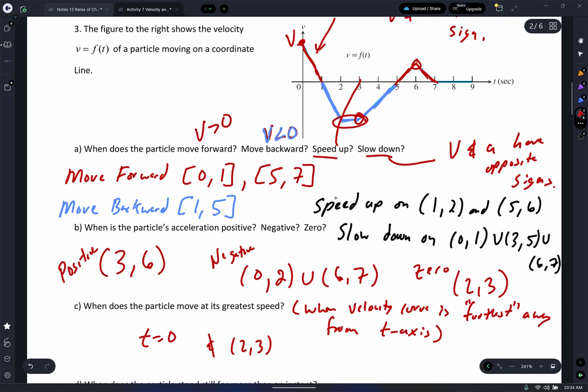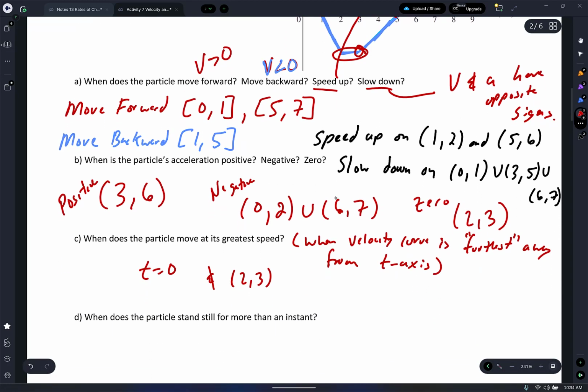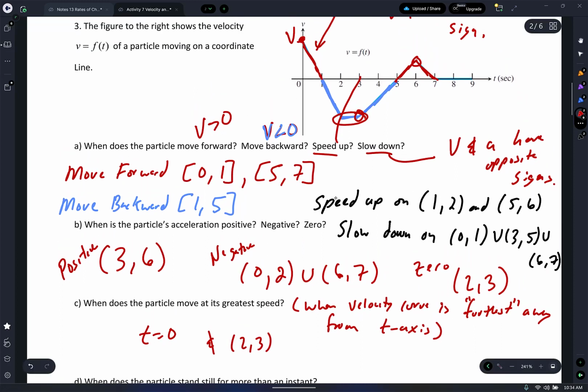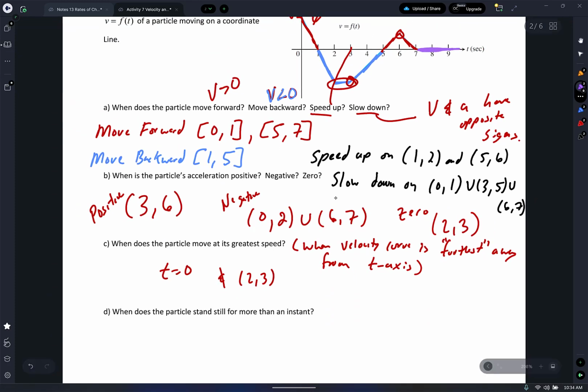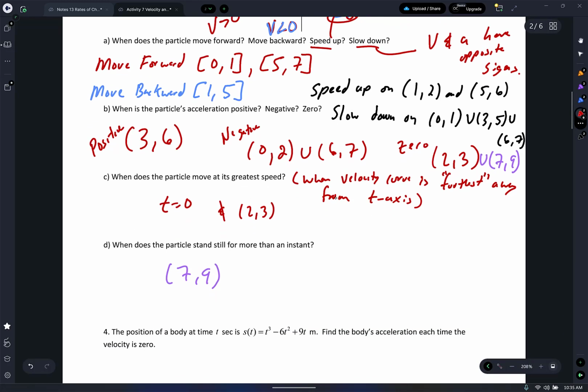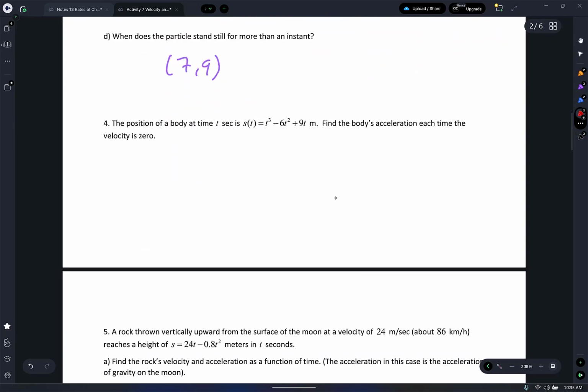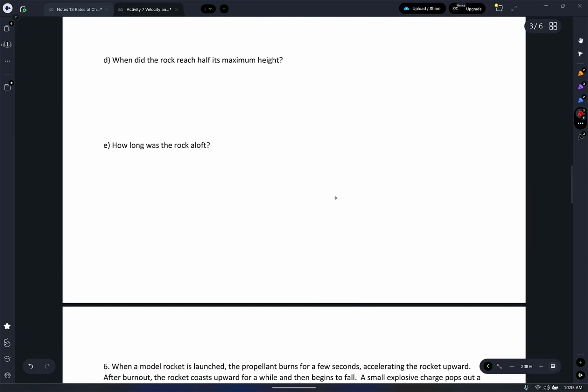We're still okay? Okay. When does the particle stand still for more than an instant? Oh, I didn't even notice that. Look at this in purple. Yeah, it's crazy. It stands still for more than an instant between 7 and 9. So that means we didn't answer letter B completely. It's 0 between 2 and 3, union, and between 7 and 9. And I think that's it. Yep. All right, one more, and then we'll let you guys do the rest on your own.